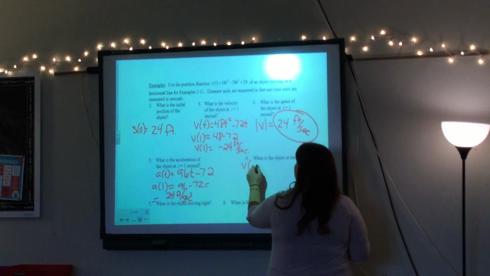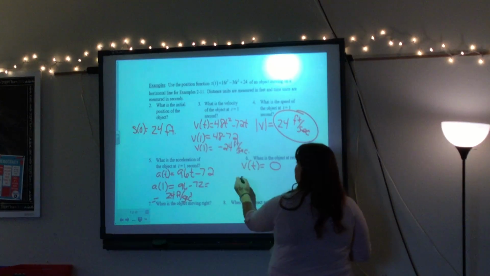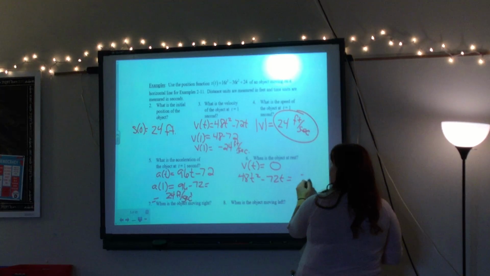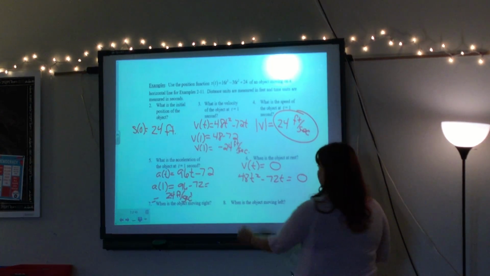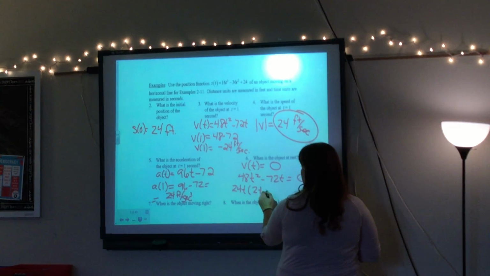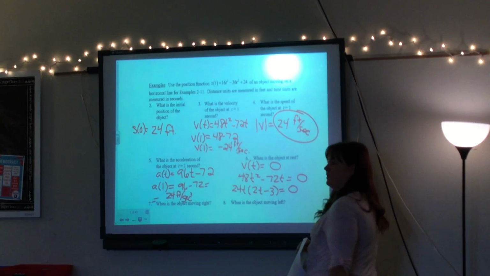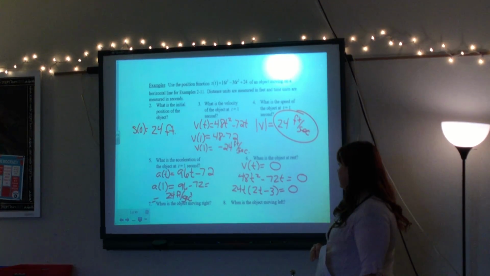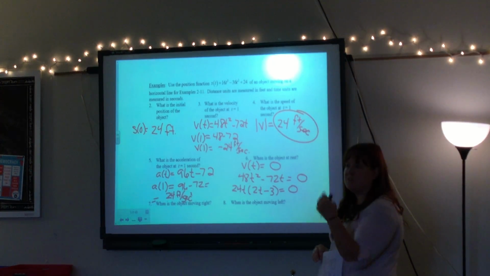Okay, so when is our velocity function 0? We take 48t squared minus 72t and set it equal to 0. We get 24t times (2t minus 3). You need to take the greatest common factor out, so you take the t and the 24 out.